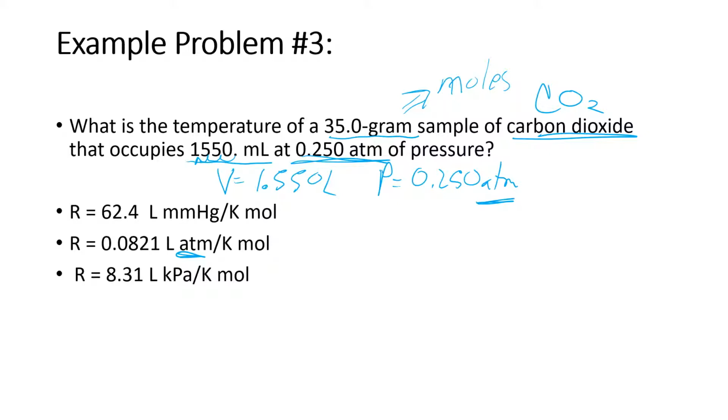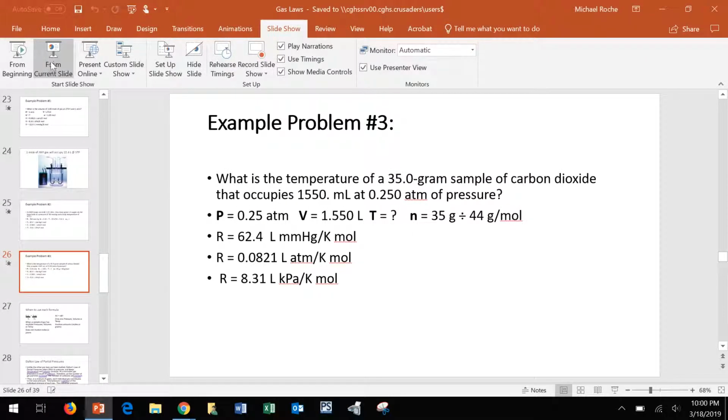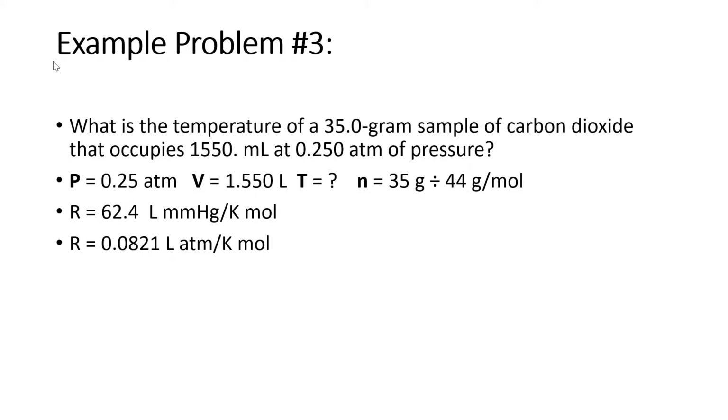So what I'm going to do now is discard all this stuff and then start again so that you can see that. All right. So our pressure is the 0.25. Our volume is 1550 milliliters converted to liters. So we jump 3 places with our decimal. Our temperature is what we're looking for. It says, what is the temperature? So that's our X, and our moles.